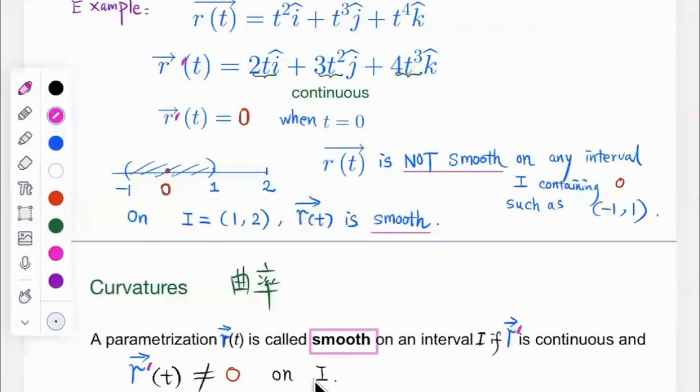So it doesn't satisfy this second condition. This R of t is not smooth on any interval containing 0. For example, from -1 to 1 contains 0, so R of t is not smooth. However, if you choose the interval to be from 1 to 2, then R prime of t is never going to be 0 on 1 to 2, so R of t is going to be smooth.